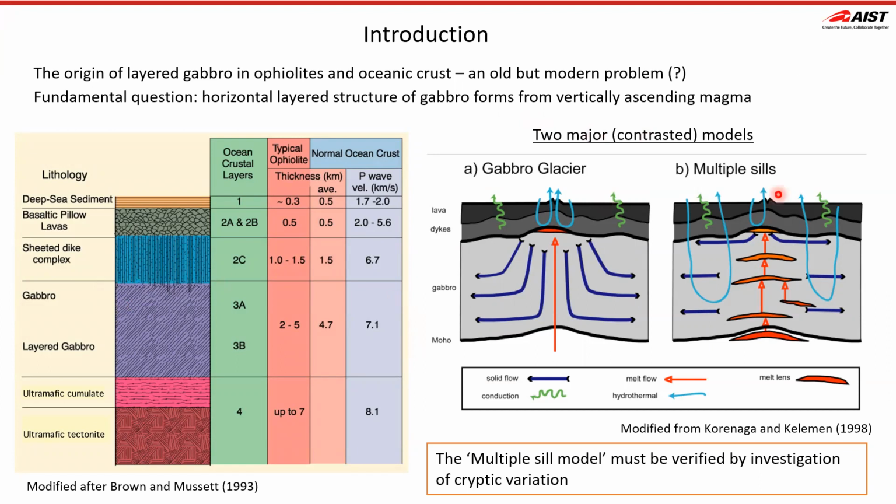The gabbro glacier model assumes that all gabbros form at the melt lens just below the sheeted dikes. The layered gabbros are the result of subsequent subsidence. The multiple shell model explains the layered gabbro as a stack of many shells. Although this debate is still ongoing, the multiple shell model can be verified by study of cryptic variations.